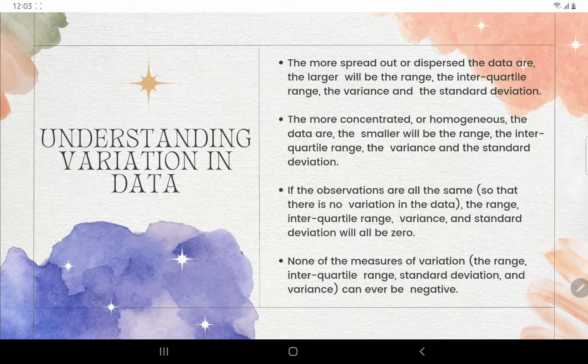If our observations are all same, meaning that there is no variation in the data, our value of range as well as IQR, variance, and the standard deviation will be all 0. And lastly, note that the value of range, interquartile range, standard deviation, and variance can never be negative.